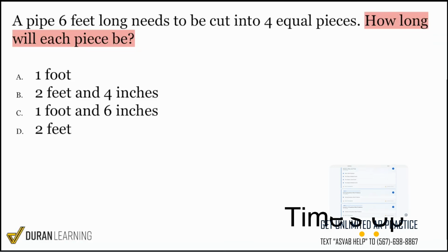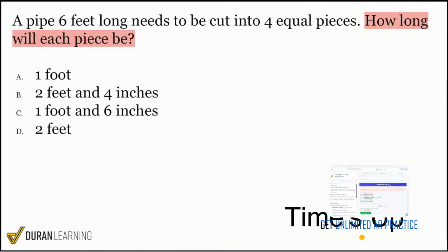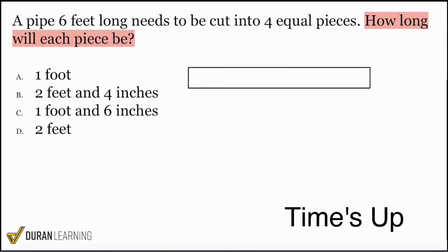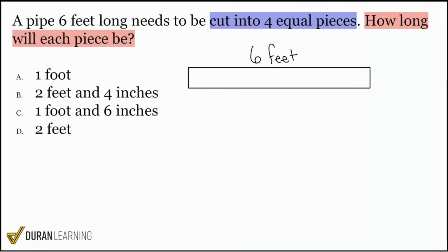So with that said, let's go ahead and understand what's going on here. It says that a pipe that is 6 feet long needs to be cut into 4 equal pieces. So when we think about that, let's say we have this pipe. Okay, there it is. And this pipe is 6 feet long. Everyone, when we read this right here, cut into 4 equal pieces, what operation does that scream to you? Yeah, that's going to be screaming division. That's division all day. When we are cutting into equal pieces, yeah, that's going to be division.